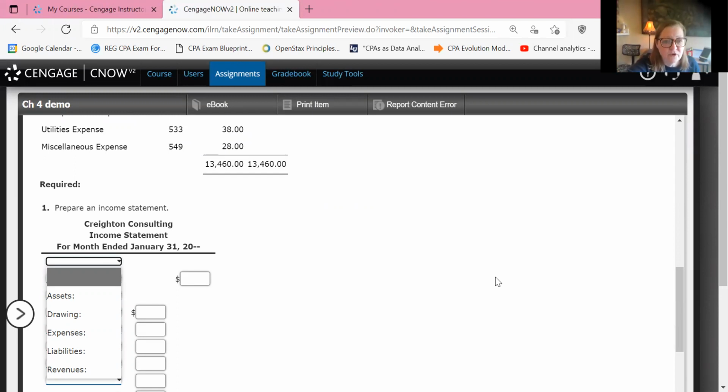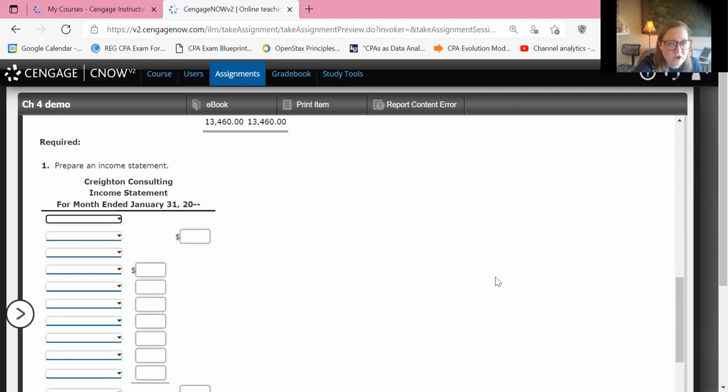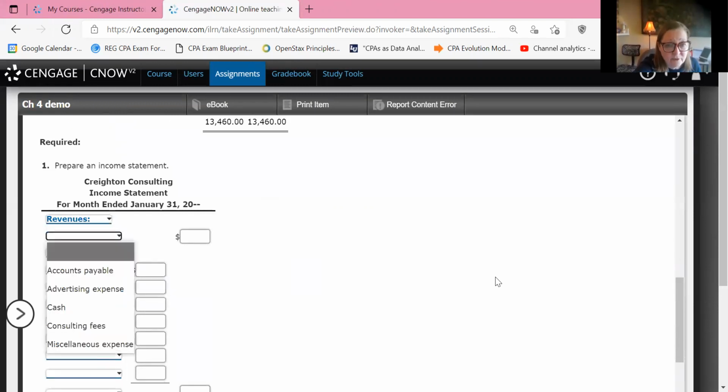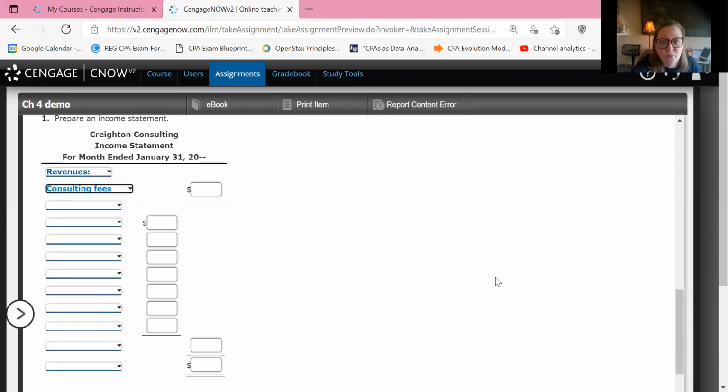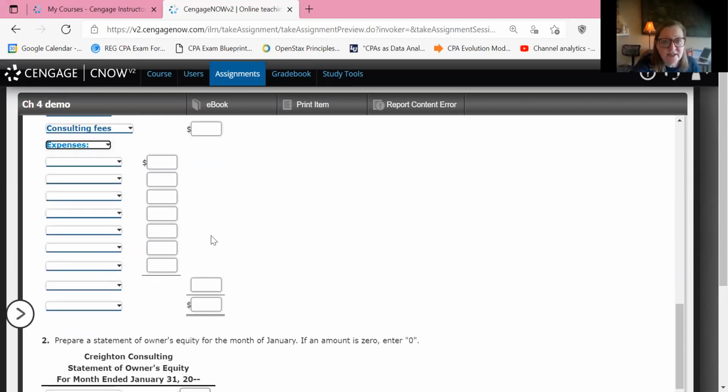All right, so you need the headings to be proper. So for an income statement, you start with the revenue and you put the only revenue account you have listed right there with the amount, the ending balance of it, right there in the little box. Then you put the heading for the expenses and you list each expense one at a time.